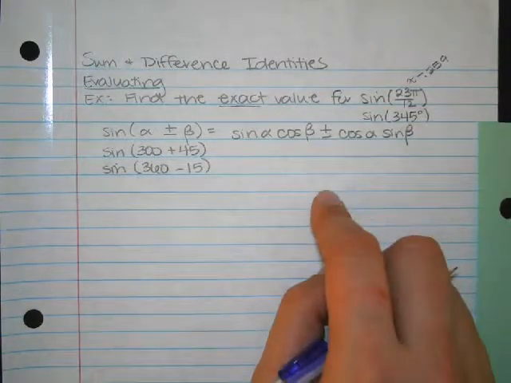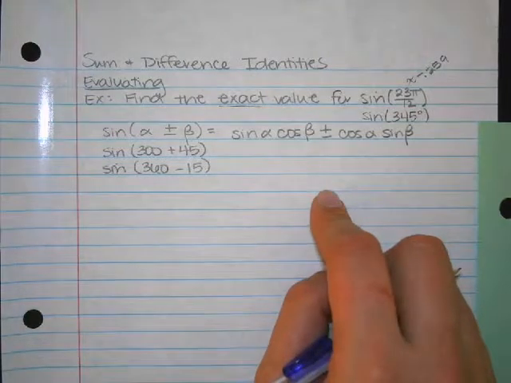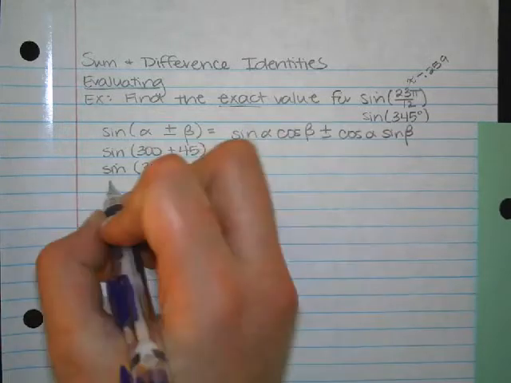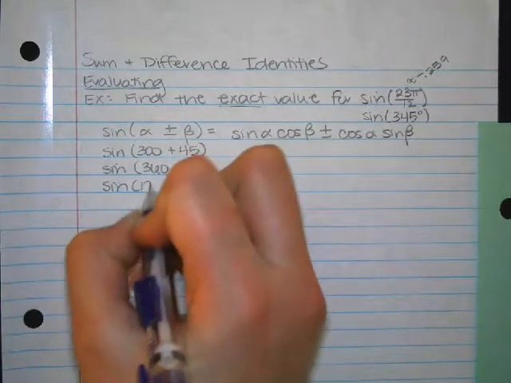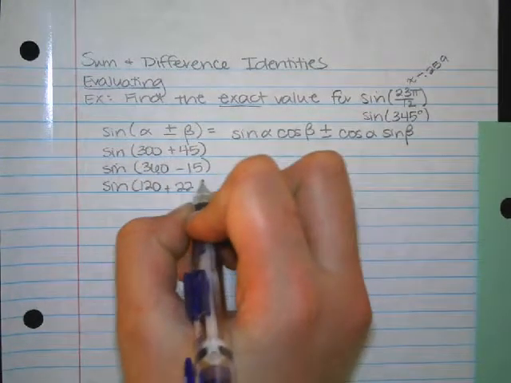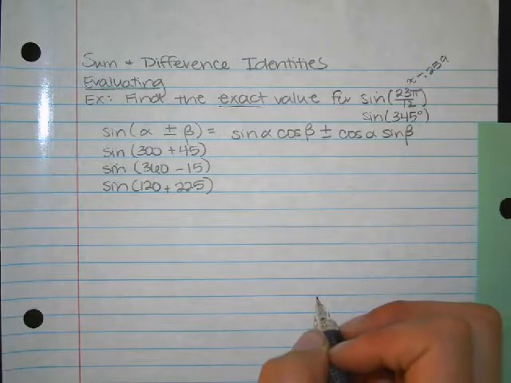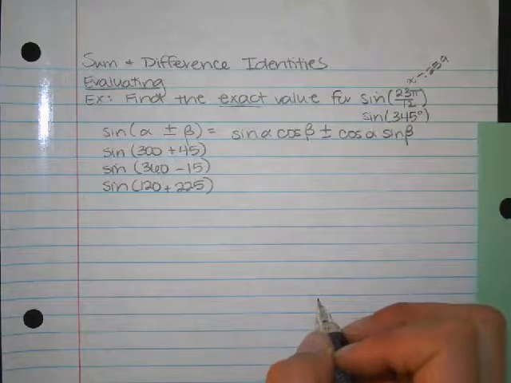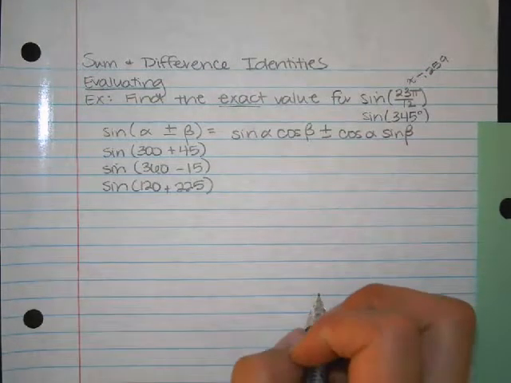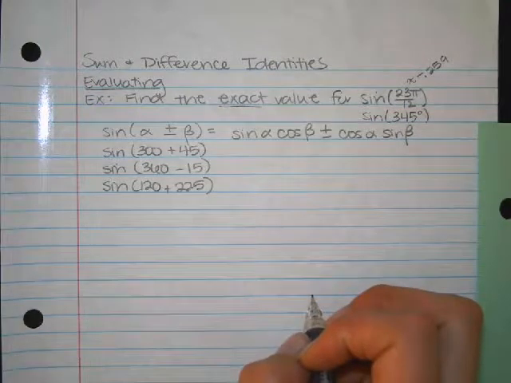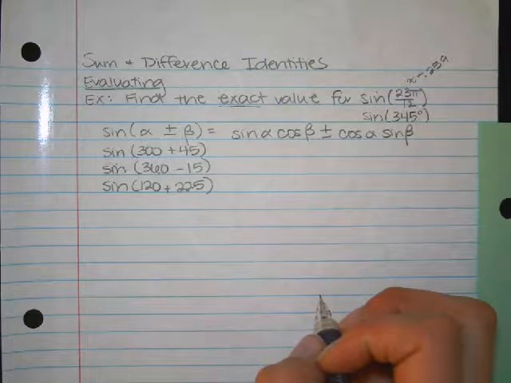Okay? What about, let me see. We could do sine of 120 plus 225. That one would work. Okay, so do you see how there's multiple options? It doesn't matter which option you choose. You're going to come up with an answer that will work. The answers might look a little bit different depending on the option you chose, but your decimals will always match up and be correct.